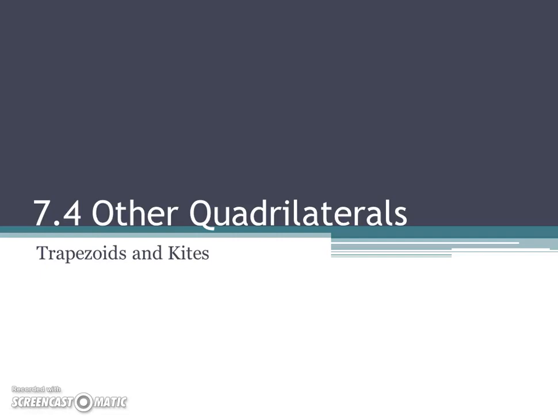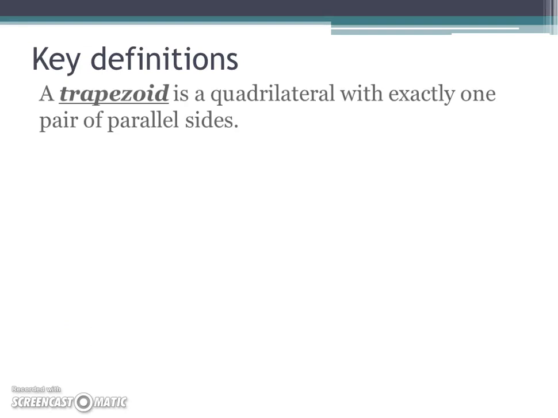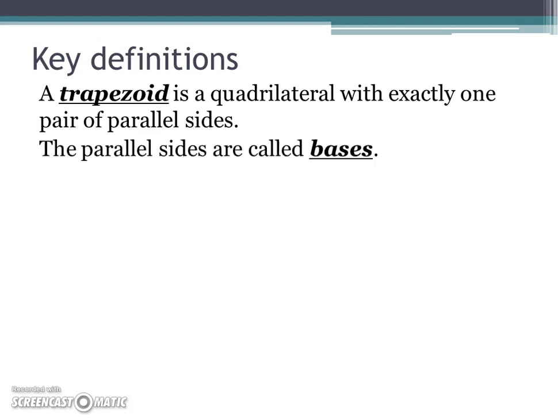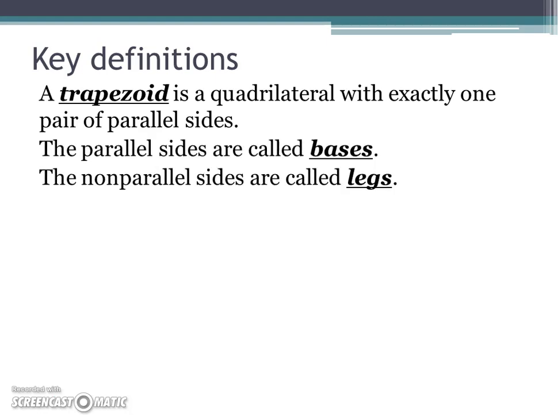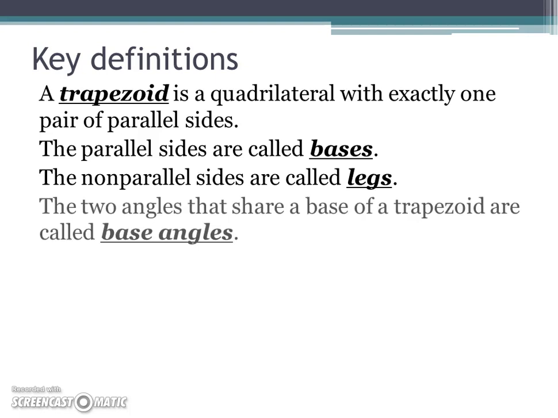Welcome to 7.4 Trapezoids and Kites. First, let's talk a little bit about trapezoids. The trapezoid is a quadrilateral with only one pair of parallel sides. The parallel sides are called bases. The non-parallel sides are called legs.